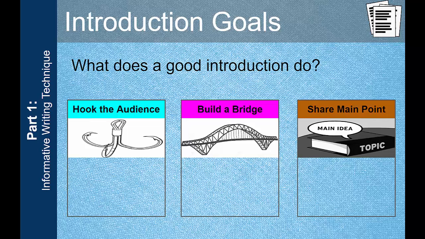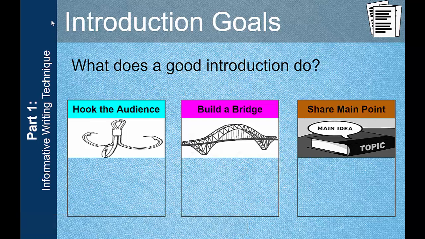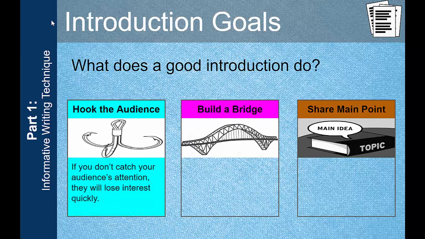What does a good introduction do? There are 3 parts to it, and this is a note-taking page, just so you remember that's what this means in the corner. So what does a good introduction do? The first thing it does, like we mentioned, is hook the audience. Like I said on the last slide, if you don't catch your audience's attention, they will lose interest quickly. And you could have a lot of great things to say in the rest of the paper, but it doesn't matter, they're not going to be reading it.